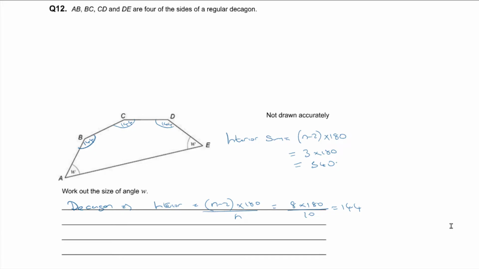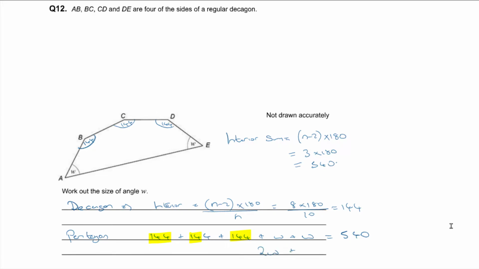Okay, so I know those three, and I know the other two are W. So then I can say in the pentagon, the 5 angles should add up to 540, shouldn't they? So the 144, plus the 144, plus the 144, plus the W plus the W, they're my 5 angles. So they should sum to 540. So what are those 3 added together? 144 times 3, that's 432.